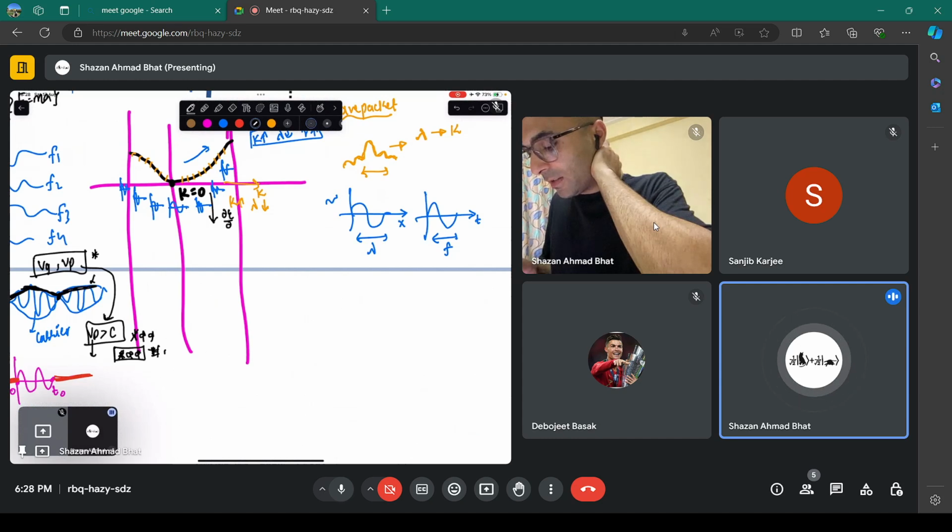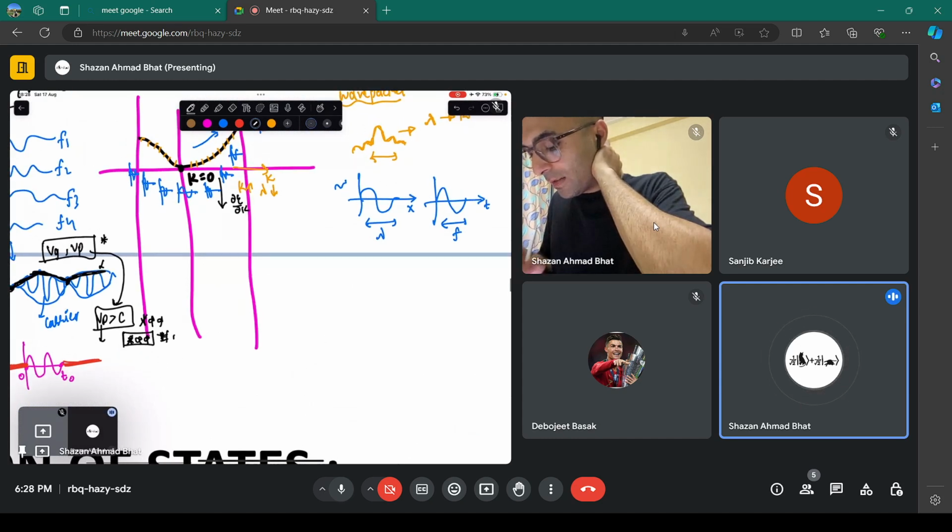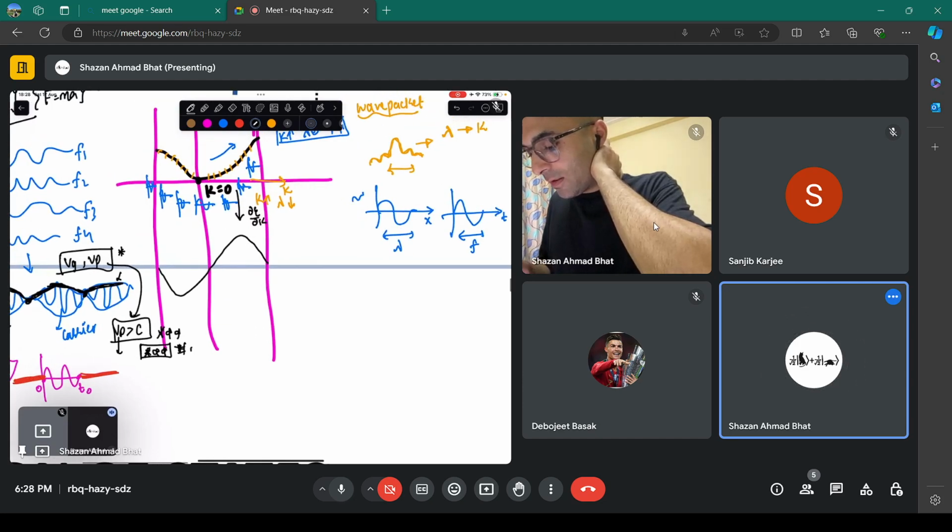When you differentiate this curve, you get a curve something like this. Why? Because the slope is maximum here, and on the other side the slope is maximum in the negative direction, so you get a maximum point here, and this point. So this is the group velocity of the electron, which is 1 by h bar, dou E over dou k.